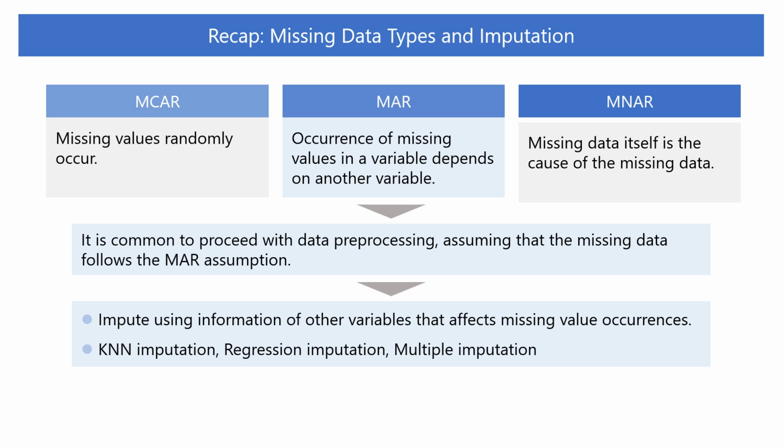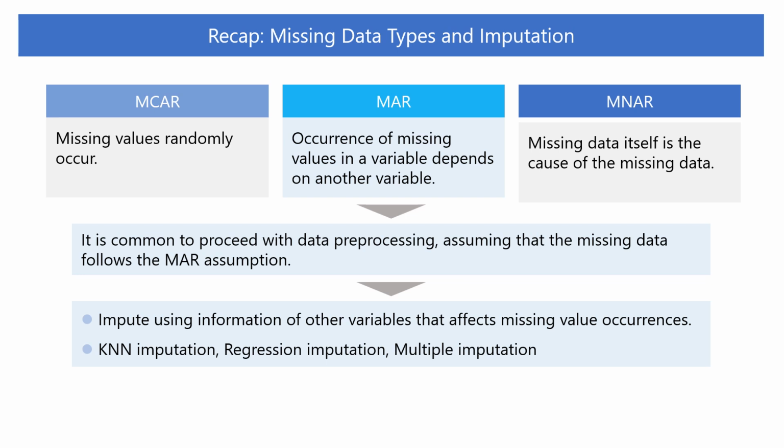As you already know, there are three mechanisms for missing data: MCAR, MAR, and MNAR. The simple imputation method we discussed in the previous section assumes that the missing data is MCAR. In other words, it assumes that the occurrence of missing data is completely random. However, assuming that the missing data is MAR is generally preferable, even when we do not know exactly how it occurs.